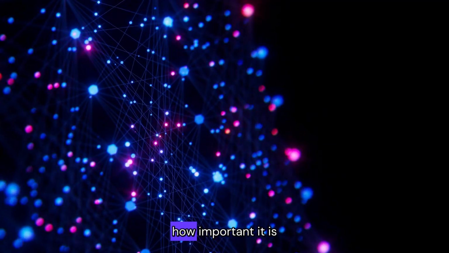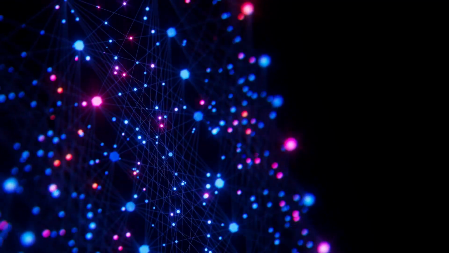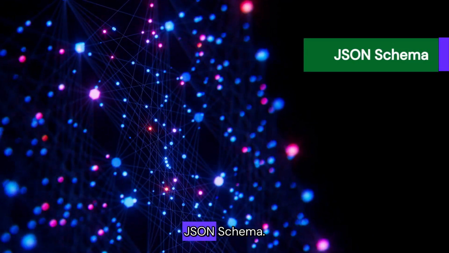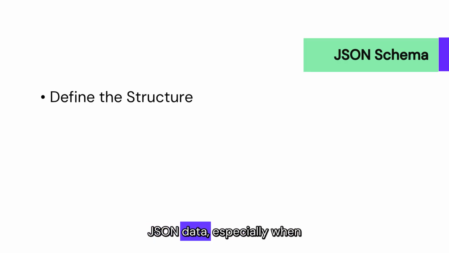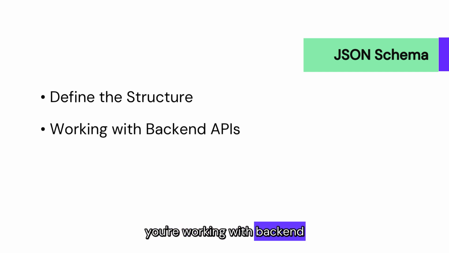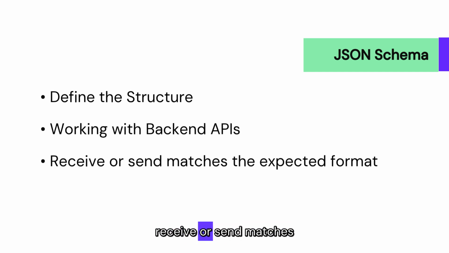Now that you've seen how important it is to validate and structure data properly, here's something worth diving deeper into: JSON schema. It's widely used to define the structure of JSON data, especially when you're working with backend APIs. It helps ensure that the data your systems receive or send matches the expected format.